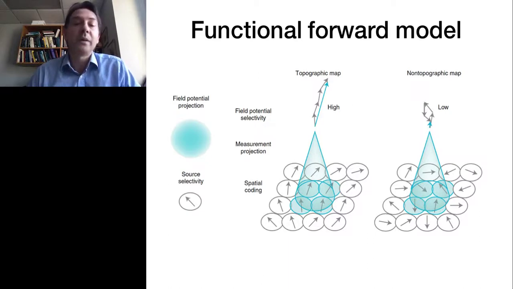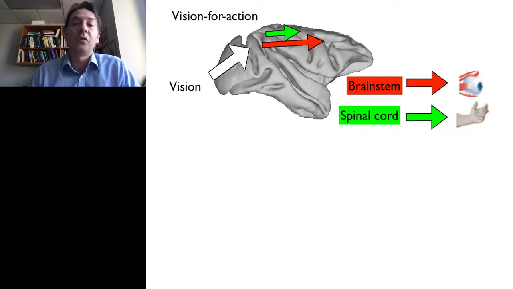Now, the computations that we're interested in are informed by our understanding of behavior and how the brain controls behavior. In the animal model, in the monkeys, we've been studying visually guided behaviors. And this is illustrated here, where we have vision entering the brain, guiding actions, and then being used, in this case, to guide looking movements, eye movements and arm movements.